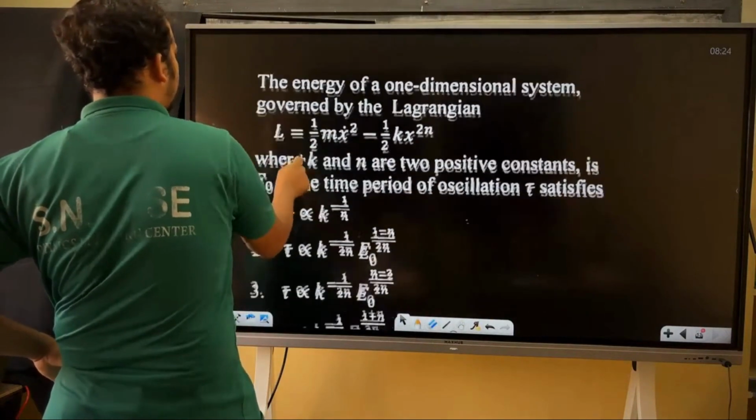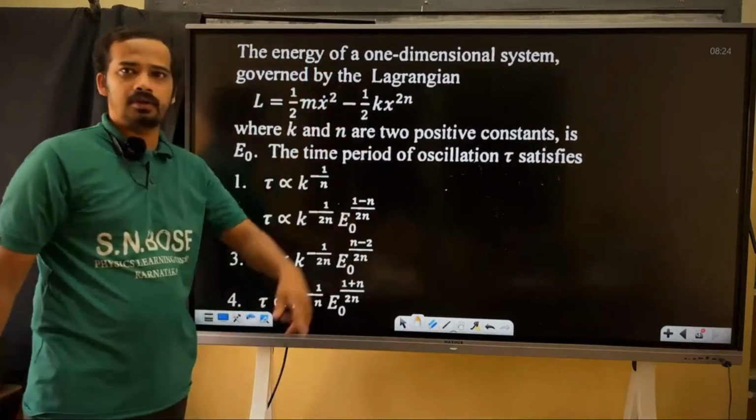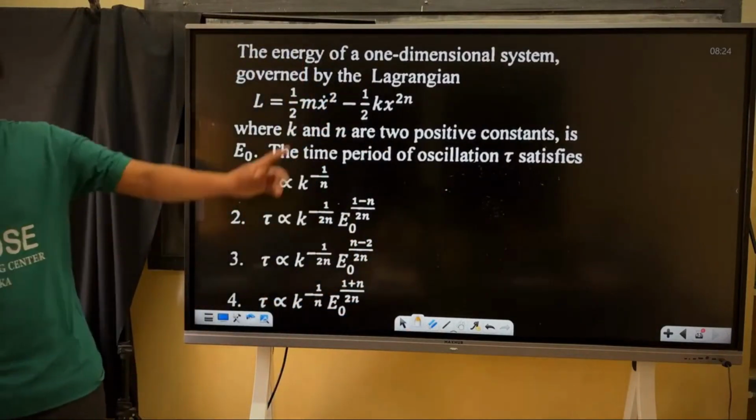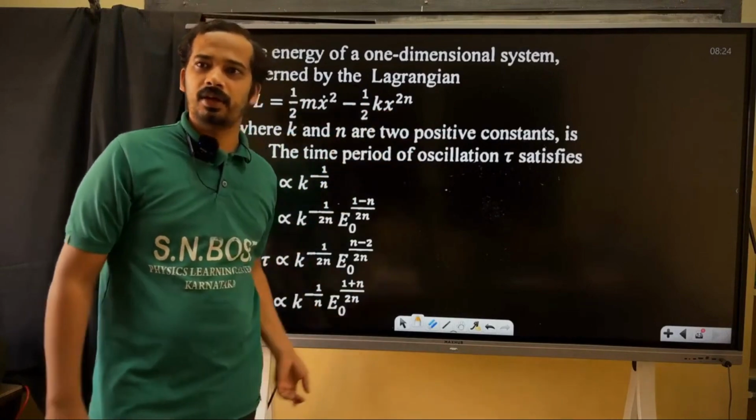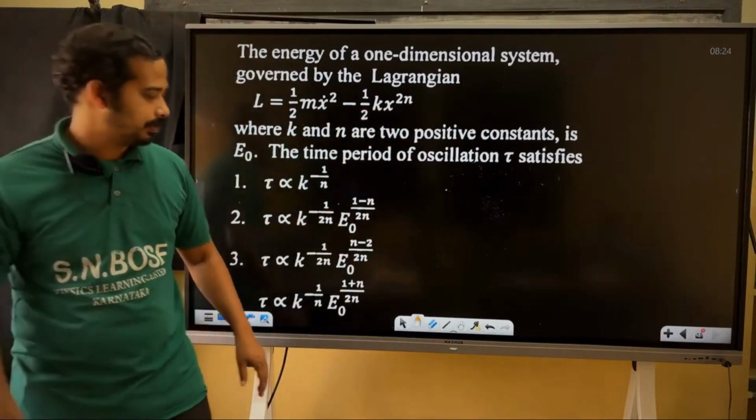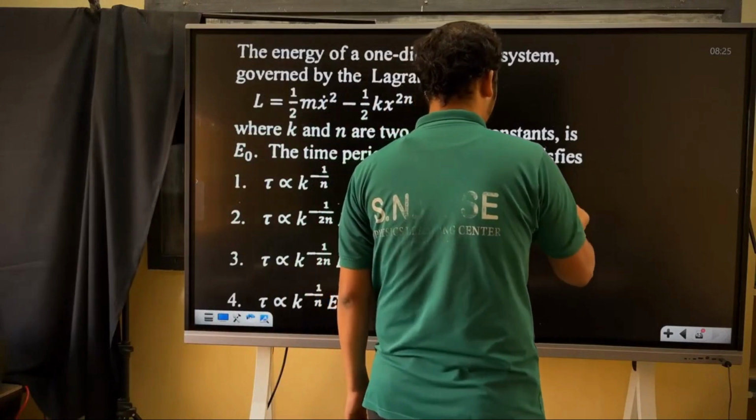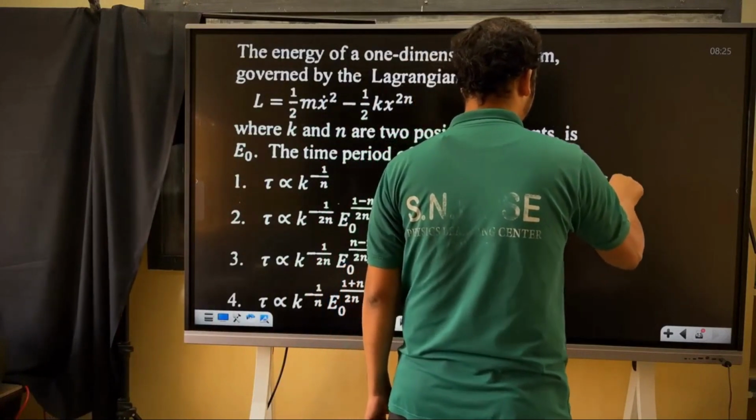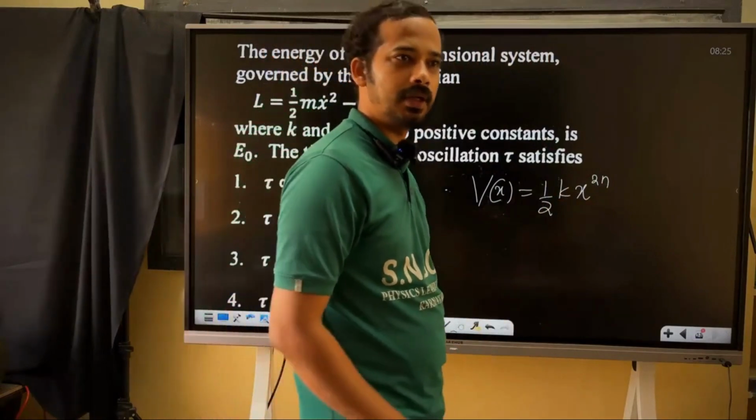Whenever a general problem is given, if you know the special case of the problem, if you know everything about that special case, then why can't you try to eliminate the options using that special case? What special case do you know here? V of x is equal to half k x power 2n. For n equal to 1, you know everything. What is that? Half k x square. Am I right?